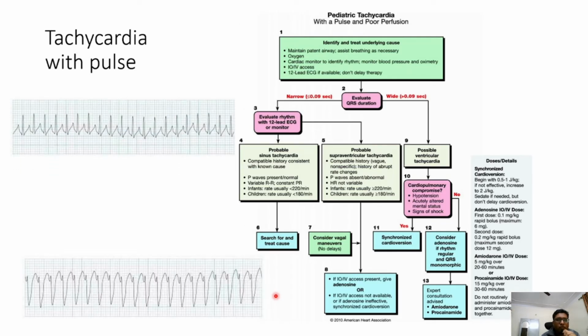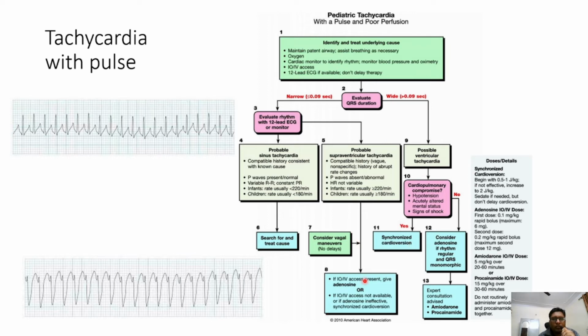So one more rhythm here. What is this? You can go into the other lectures. Here you have a very fast heart rate, P waves are not clearly visible, and the RR interval is fixed. So it's a supraventricular tachycardia. Here the treatment is different. Here again, vagal maneuvers and synchronized cardioversion if it doesn't resolve.